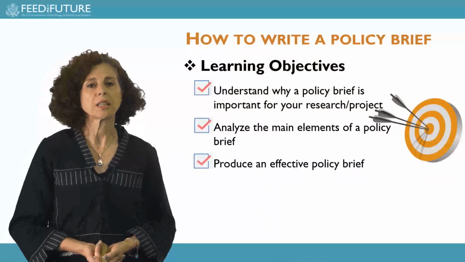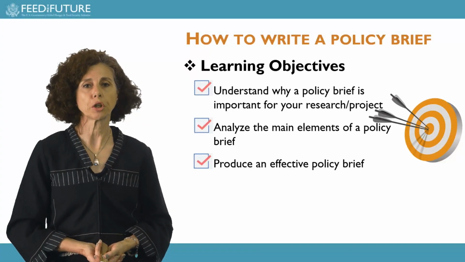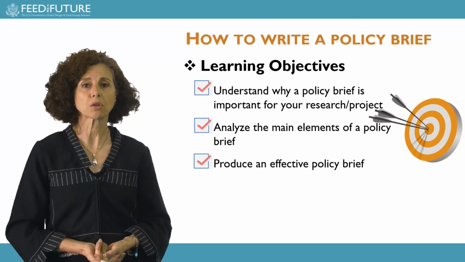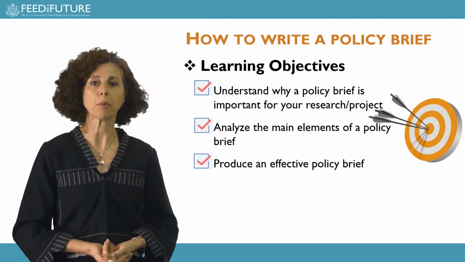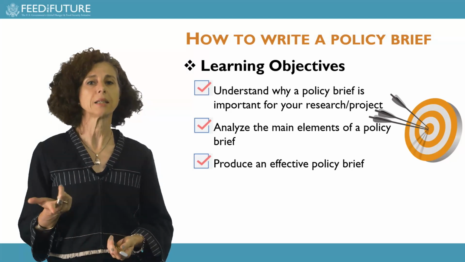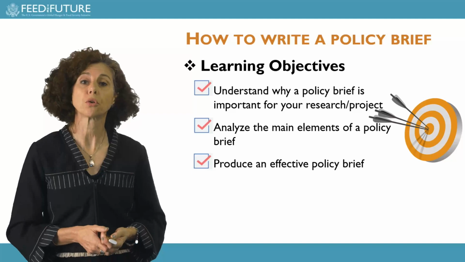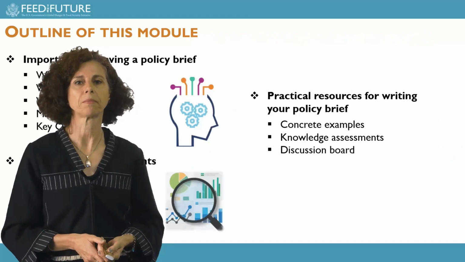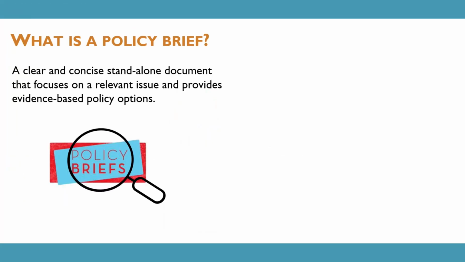This first module is titled How to Write a Policy Brief. It has 3 learning objectives. By the end of this course, you should be able to understand the importance of having a policy brief, analyze the main elements of a policy brief, and finally, produce your own policy brief. This is the outline of this module, which reflects the 3 learning objectives just stated.